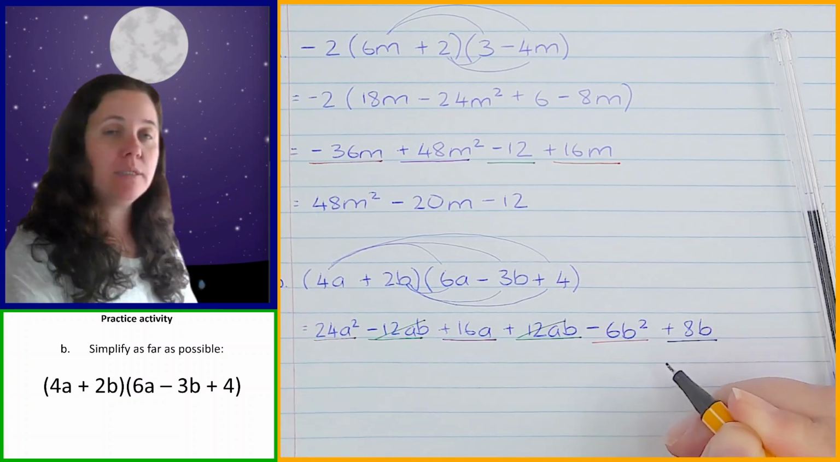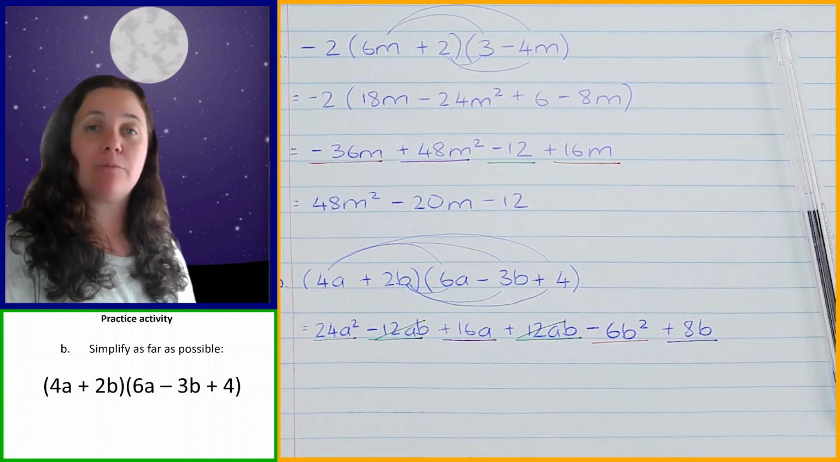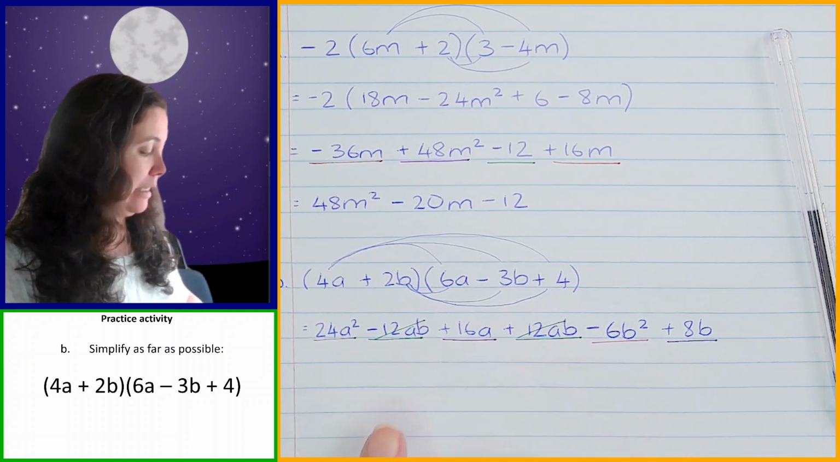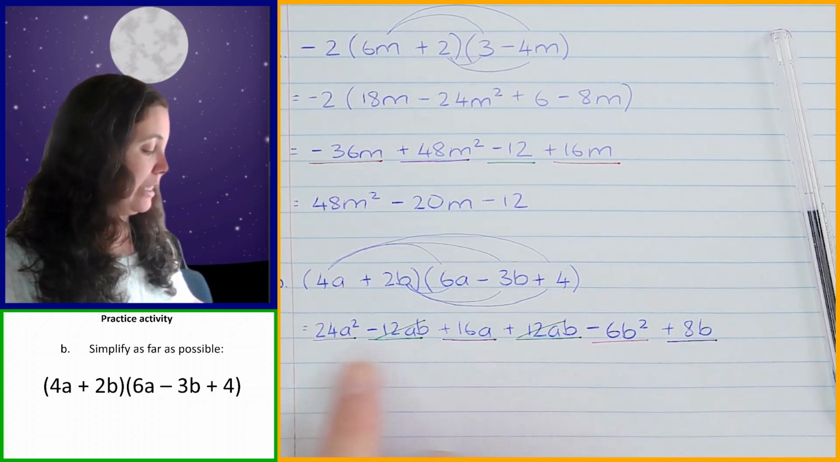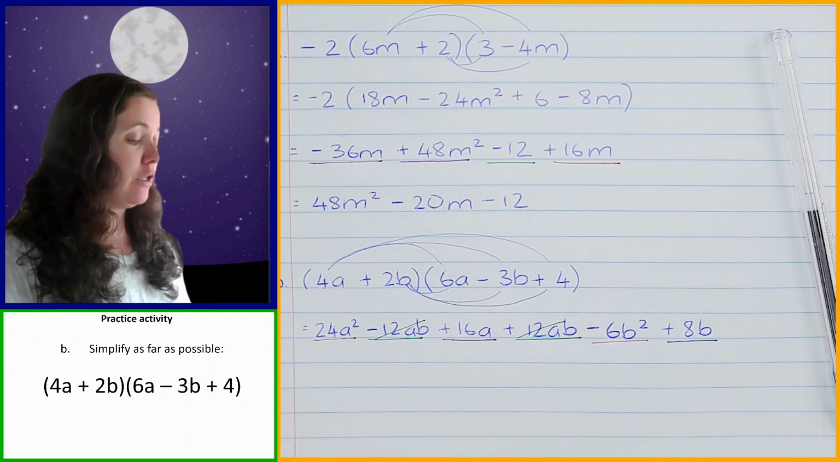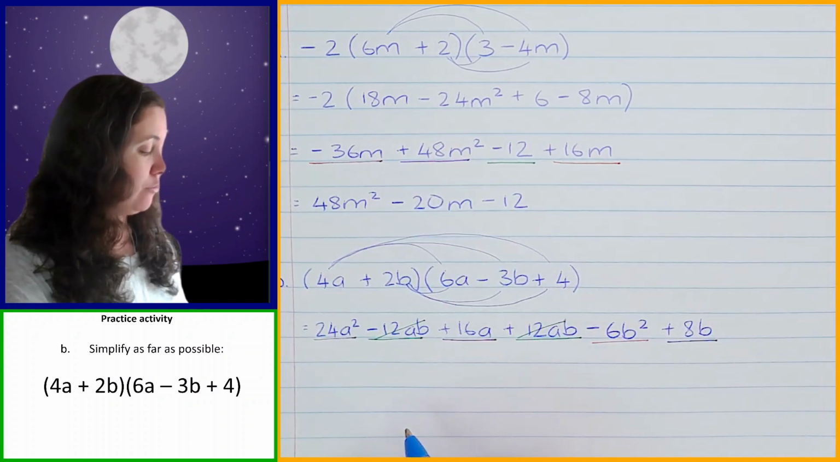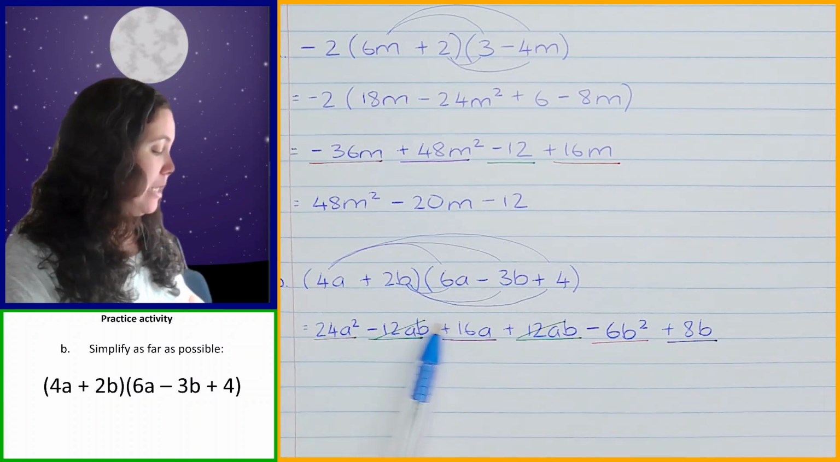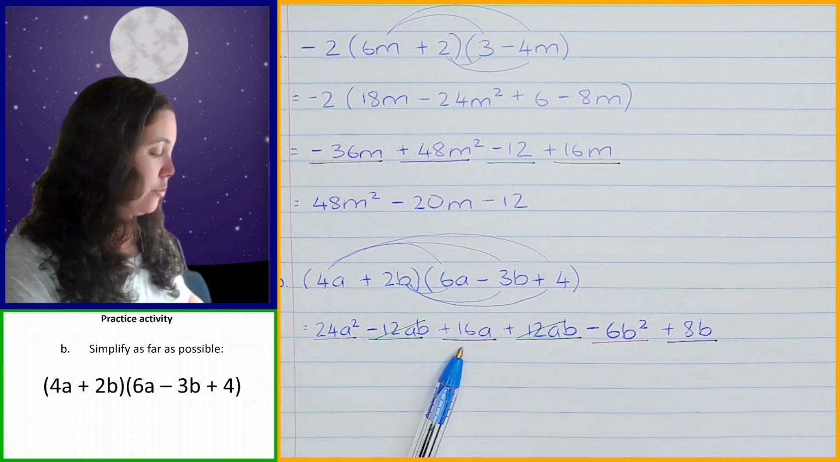They are like terms, and whenever you add the same thing and subtract the same thing, they cancel each other out. So those are going to cancel each other out completely, which means that I actually have no other like terms left to simplify. So I'm just going to write down what I've got, but I need to try and write them in the correct order. So let's just check. So I've got 24a squared, then I've got 16a, so those are in the correct order.